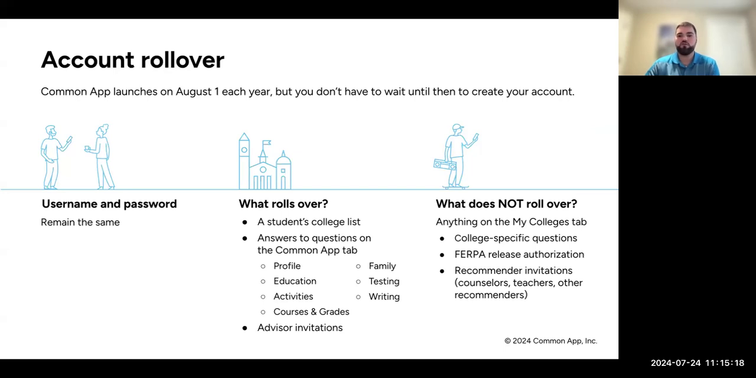Important to know that what does not roll over is anything on your My Colleges tab. So these are the college-specific questions that are not related to the Common App application, which I'll talk about more in a little bit as well. Your FERPA release authorization, and then any recommender invitations. So for your counselors, teachers, or other recommenders. But I wouldn't recommend doing this until after August 1st anyway, or until your senior year. But the rest you can do at any point.